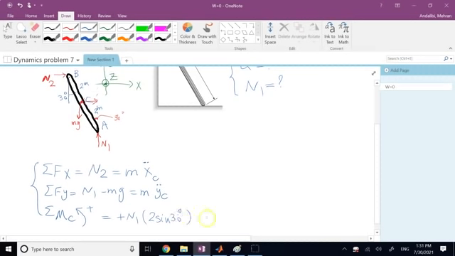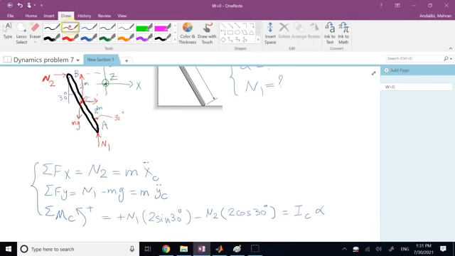N2 has a clockwise moment, so it is going to be minus N2. And the distance for N2 is you have to extend the line of action of N2, draw a perpendicular from C to there. And this distance, as you can see, is cosine, right? So it is 2 times cosine of 30 degrees. This whole thing should be I about C times alpha.